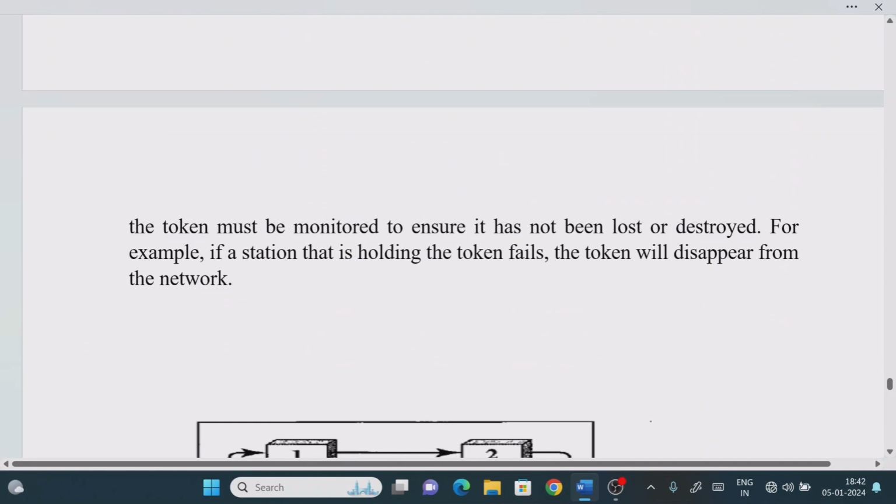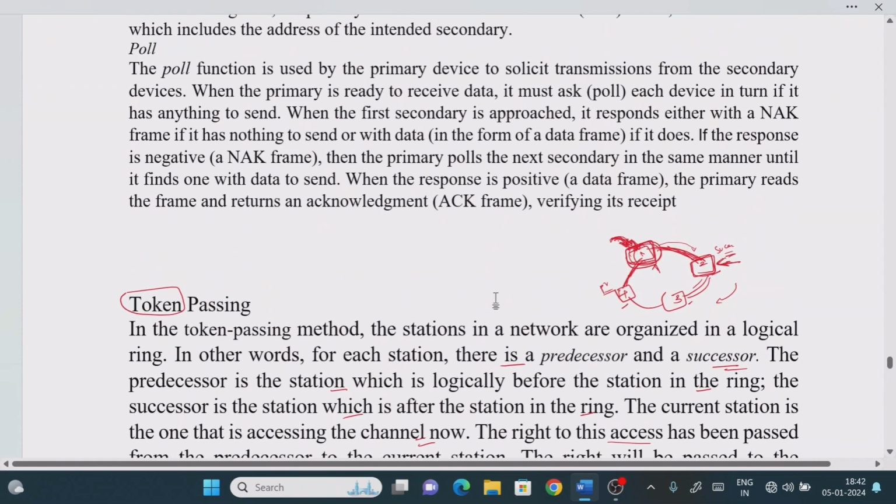Now the question is that the token must be monitored to ensure it has not been lost or destroyed. For example, if the station that is holding the token fails, the token will disappear from the network. What is the meaning of this? Suppose currently the token is with station 3. It means that only station 3 has the right to send the information through the channel.